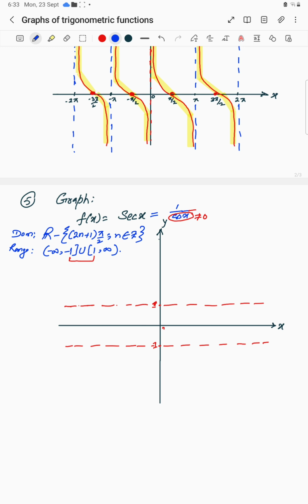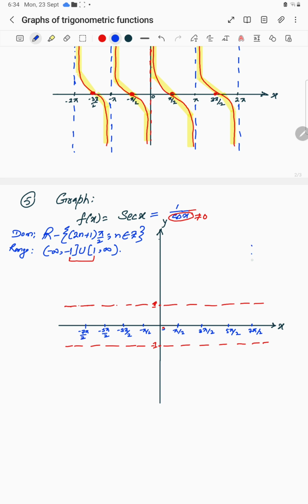If I take values ranging from pi by 2, it will be undefined at odd multiples of pi by 2, so I will write only odd multiples here: pi by 2, then 3 pi by 2, then 5 pi by 2, and 7 pi by 2. The same on the other side, minus pi by 2, because these are the values where it will not be defined. You can take as many as given in the question, or the choice is yours.